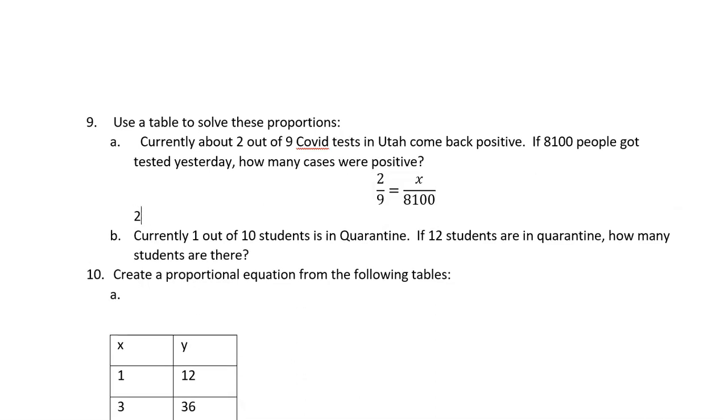So 2 times 8,100 and divide by the other number, divided by 9. And that would be 1,800.